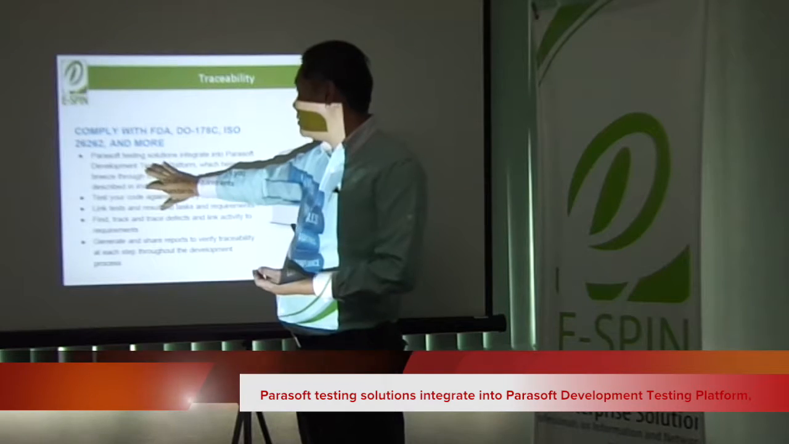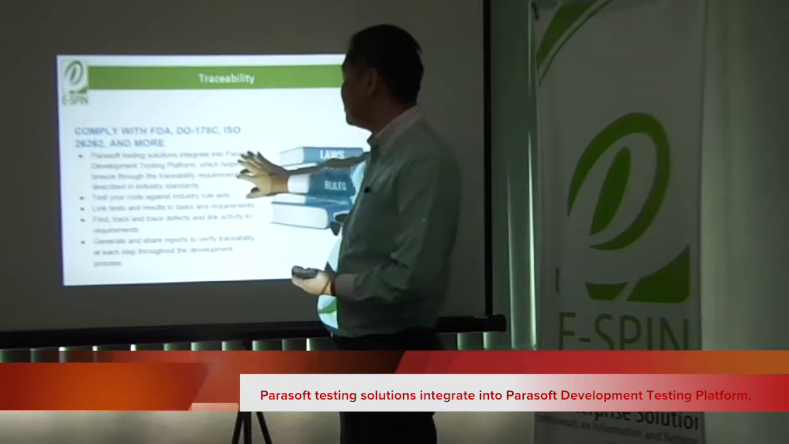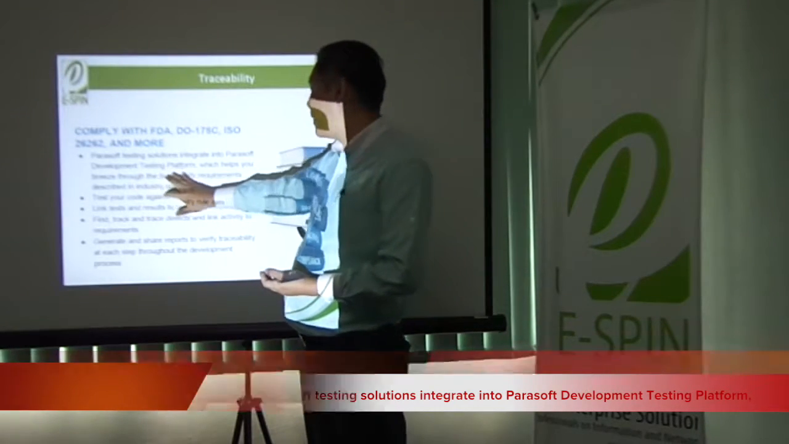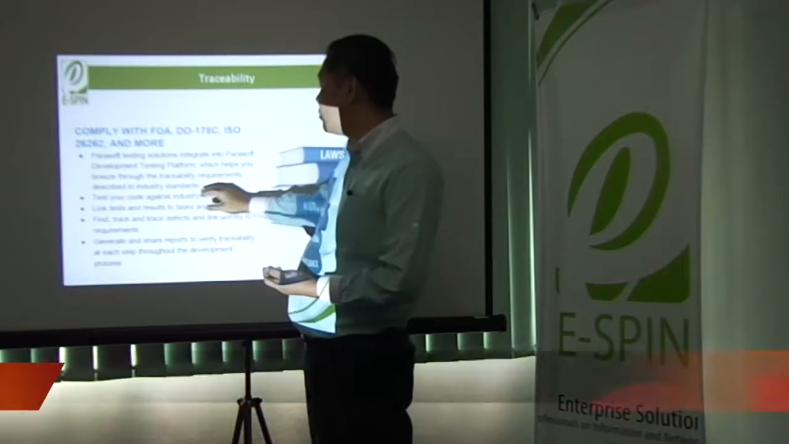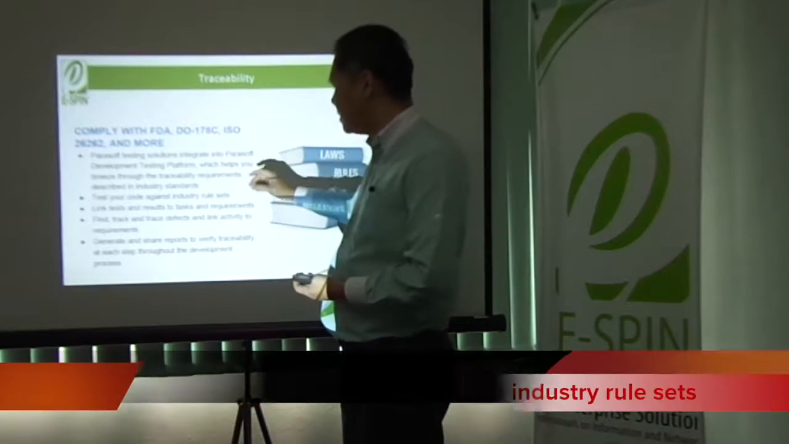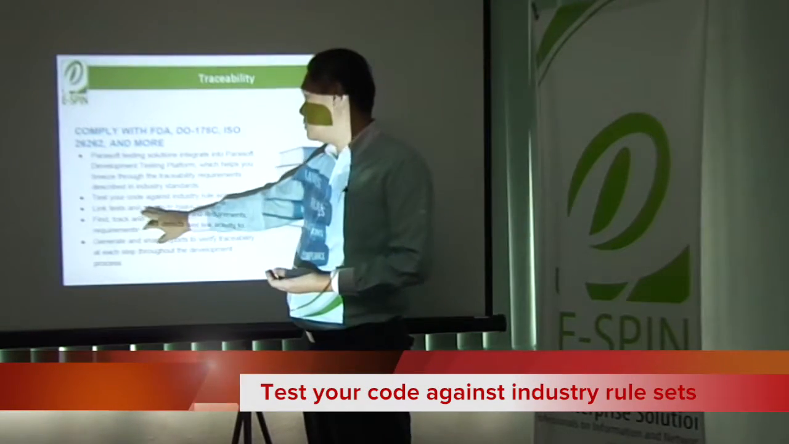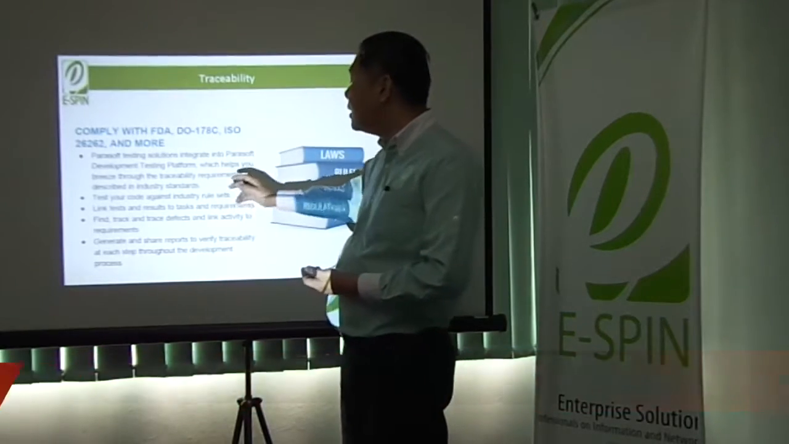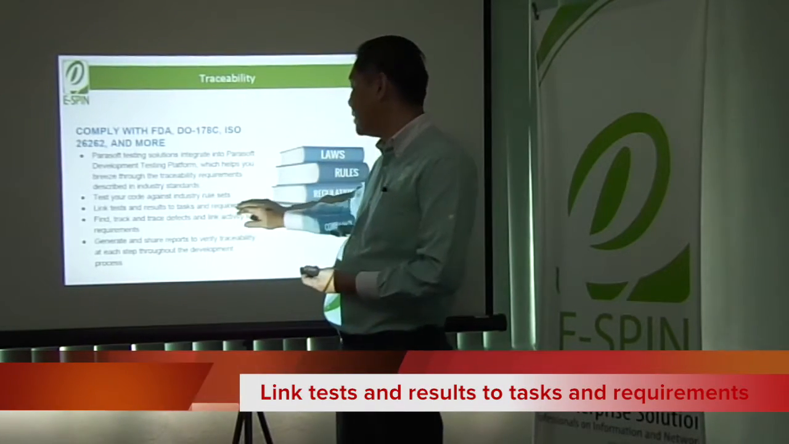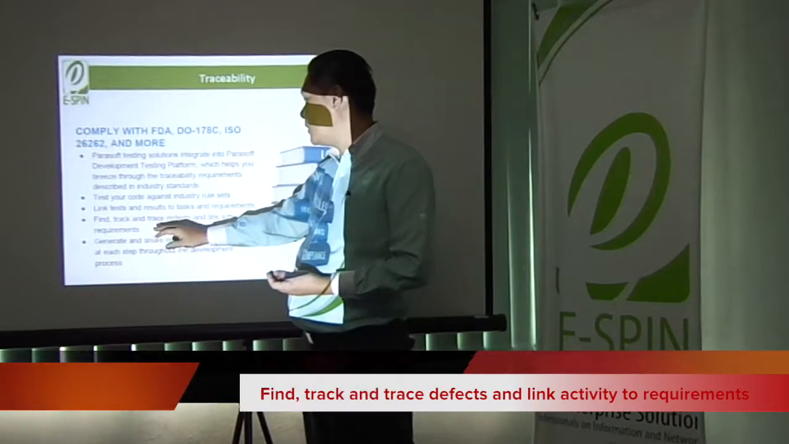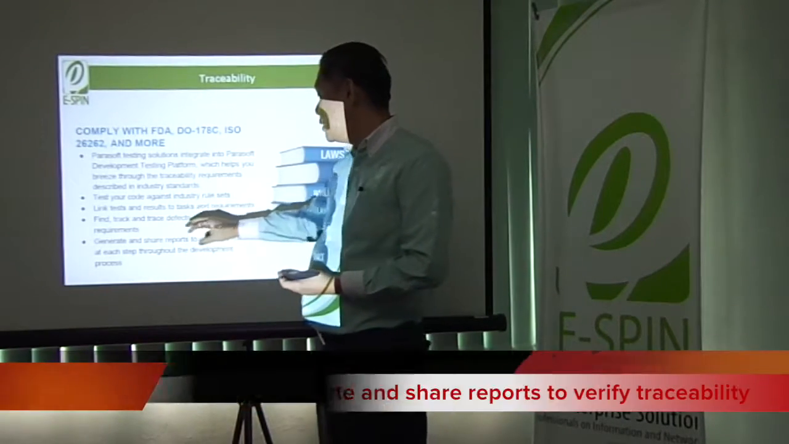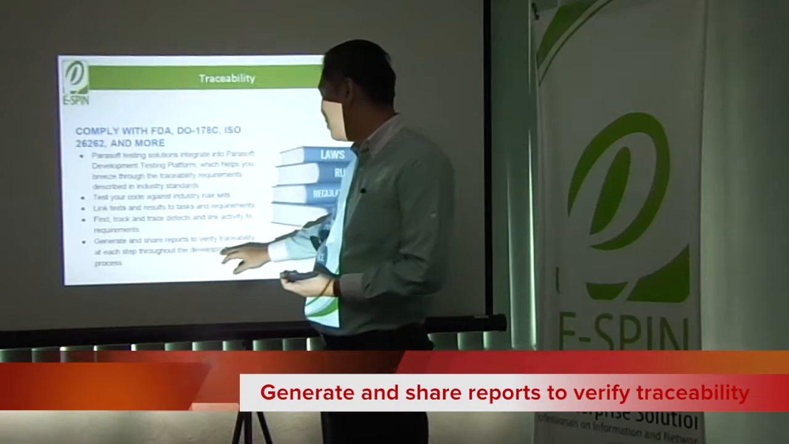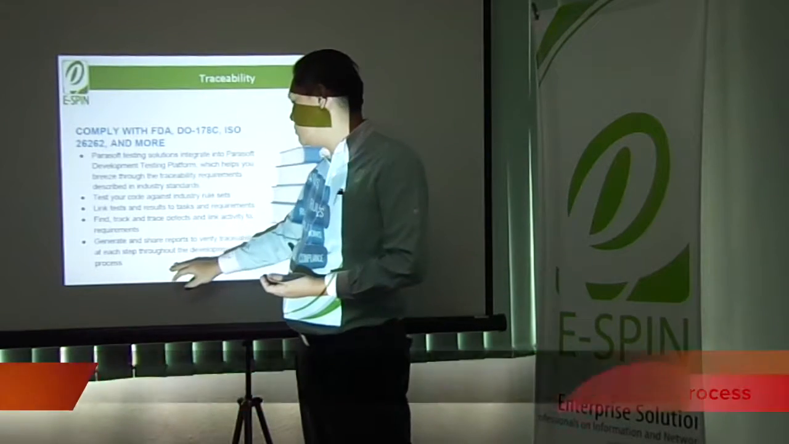So the Parasoft testing solution integrated into the Parasoft development testing platform will help you to bridge the traceability requirements described in industry standards. Save your time. Test your code against the industry rule set, link the tests and results to tasks and requirements, file, track and trace defects and link activity to the requirement, and generate and share reports to verify traceability at each step throughout the development process.